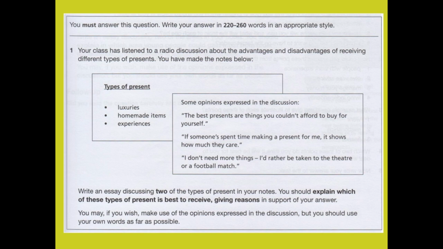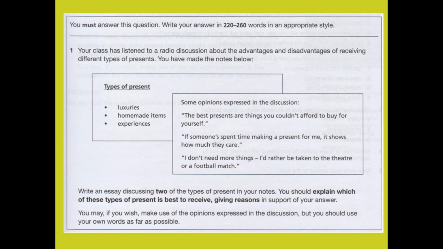Each opinion relates to one of the types of present. So the best presents are things you couldn't afford to buy for yourself, relates to luxuries. If someone spent time making a present for me, it shows how much they care, relates to homemade presents. And "I don't need more things, I'd rather be taken to the theatre or a football match" relates to experiences. These so-called opinions are there to expand on the one-word bullet points to help you understand what the bullet points mean, as it might not be immediately obvious.